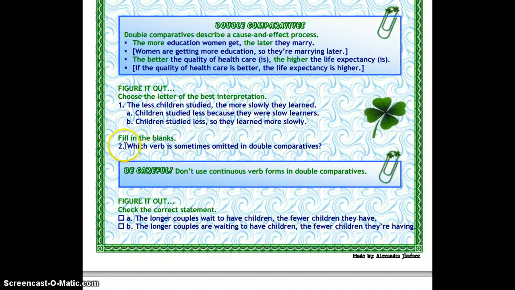Now, here in number 2, you have a very important question. Which verb is sometimes omitted in double comparatives? Take a look at this example. The better the quality of health care, the higher the life expectancy. The verb that you have in parentheses is the verb be. Commonly it is at the end of the sentence. So, when you have double comparatives and you have a verb be in the sentence, most likely you're going to omit the verb be. You don't need it.